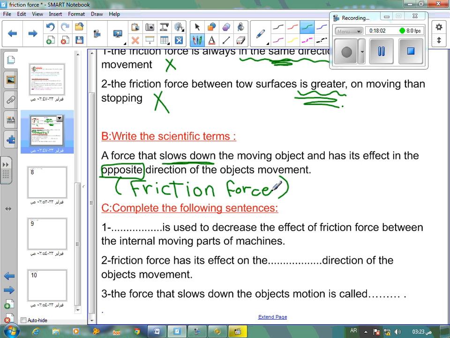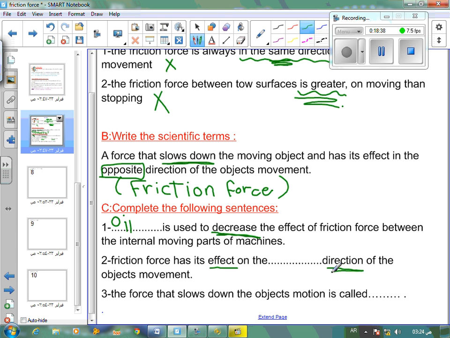Another example. Complete the following sentences. Number one, space is used to decrease the effect of friction force between the internal moving parts of a machine. What can we use to decrease the effect of friction force? Try to answer. Right. Oils or ball bearings or lubricants.